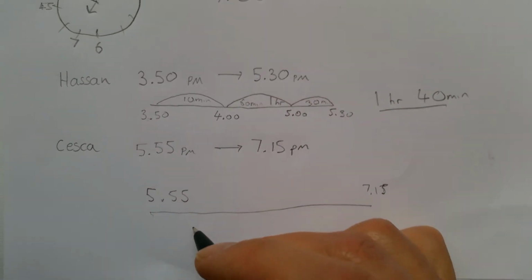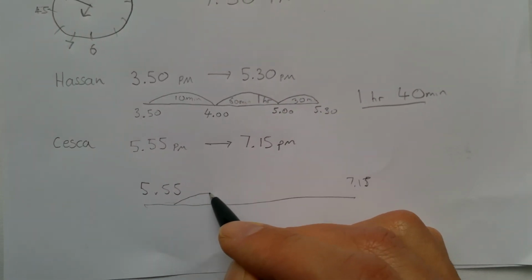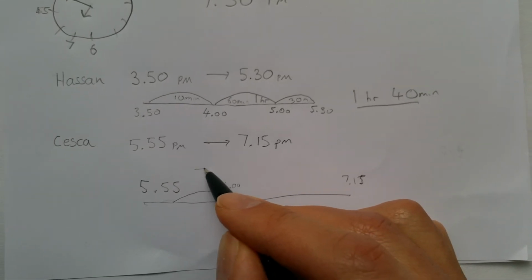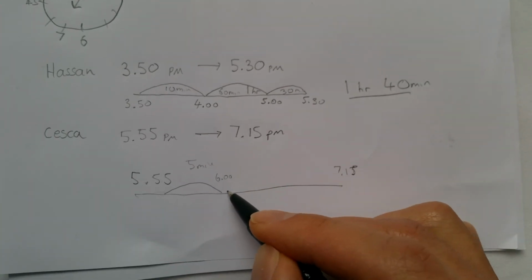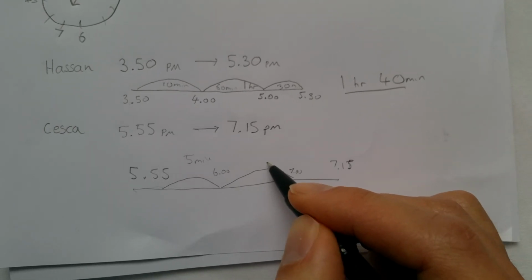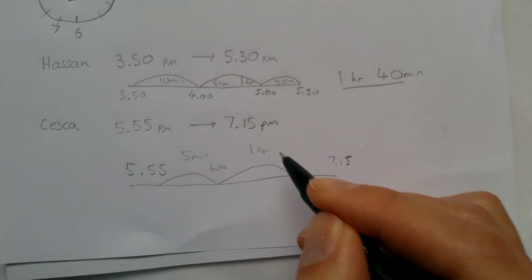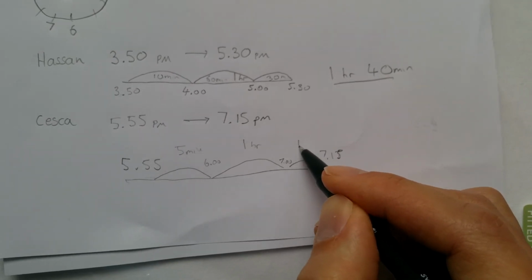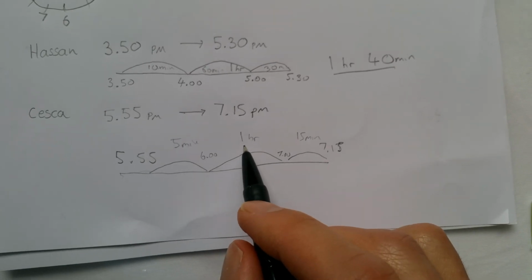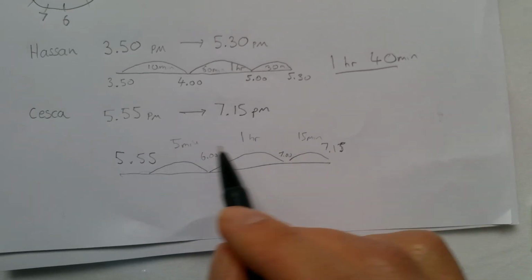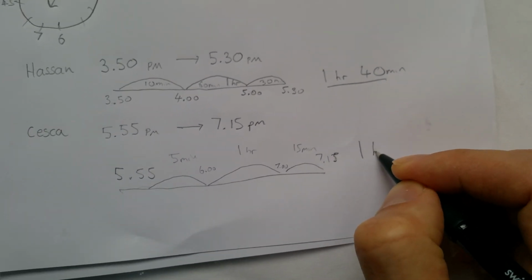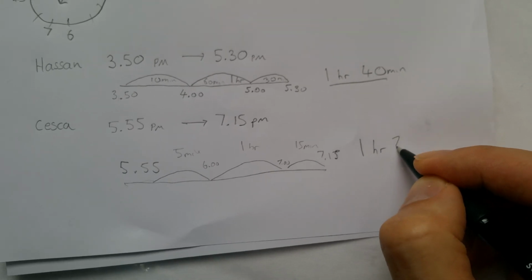Okay, so hopefully you would have done something like this. To get to the next hour, which is 6, was 5 minutes. Then 6 to 7 is 1 hour. And then 7 to 7:15 is 15 minutes. And if you add that up, let's start with the hour. 1 hour, 15 plus 5 is 20. So Seska read for 1 hour, 20 minutes.